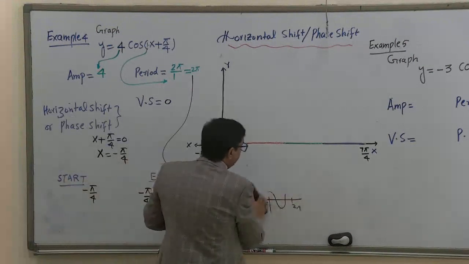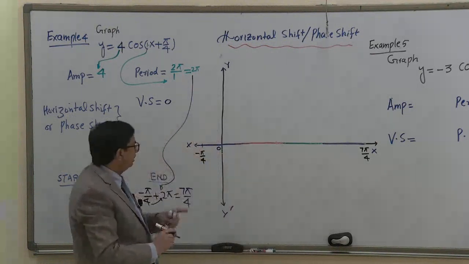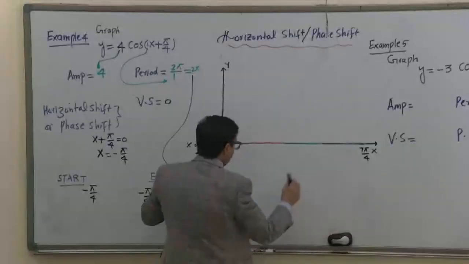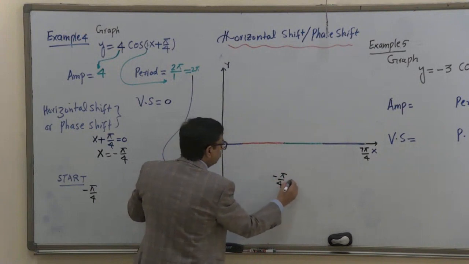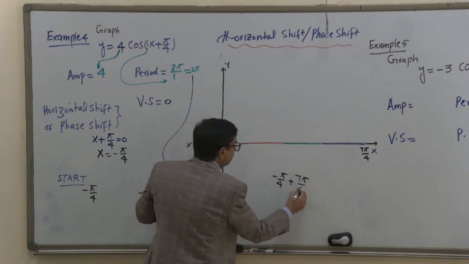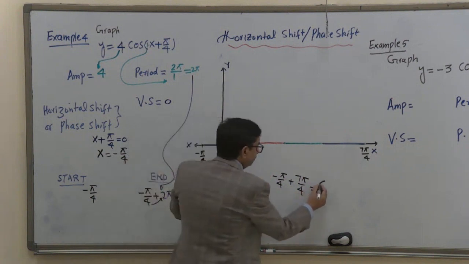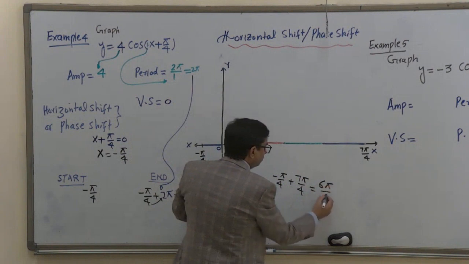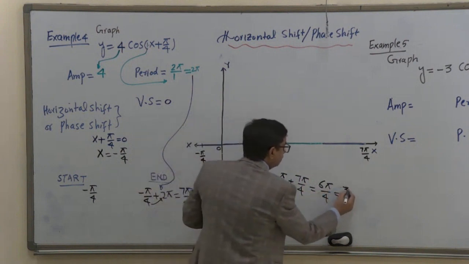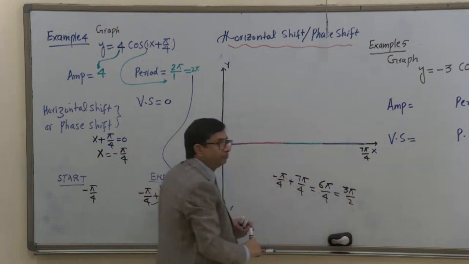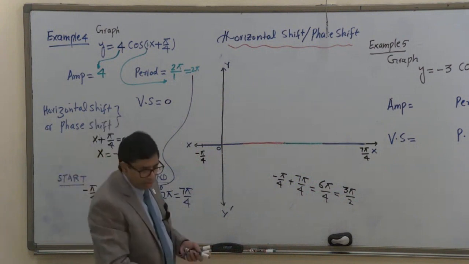Now we have to divide this. Take its midpoint first. What is the midpoint of this number and this number? We write minus pi over 4 plus 7 pi over 4. Add them. 7 minus 1 is 6, so 6 pi over 4. Simplify. Divide by 2, divide by 2. 3 pi over 2. Understand?